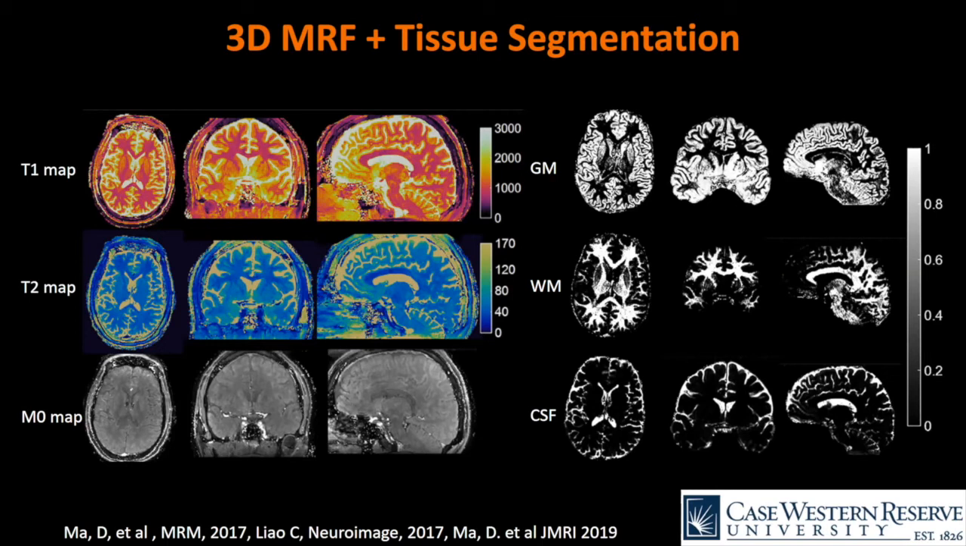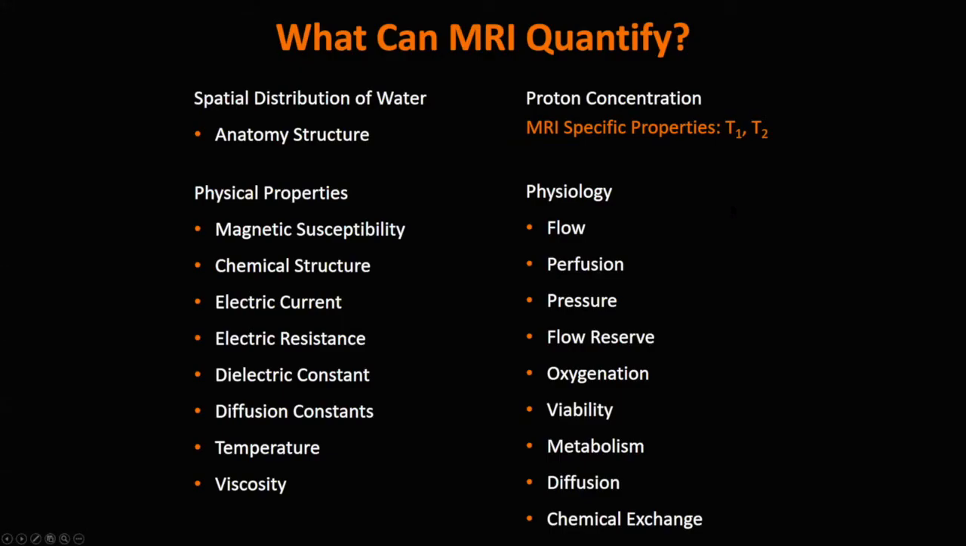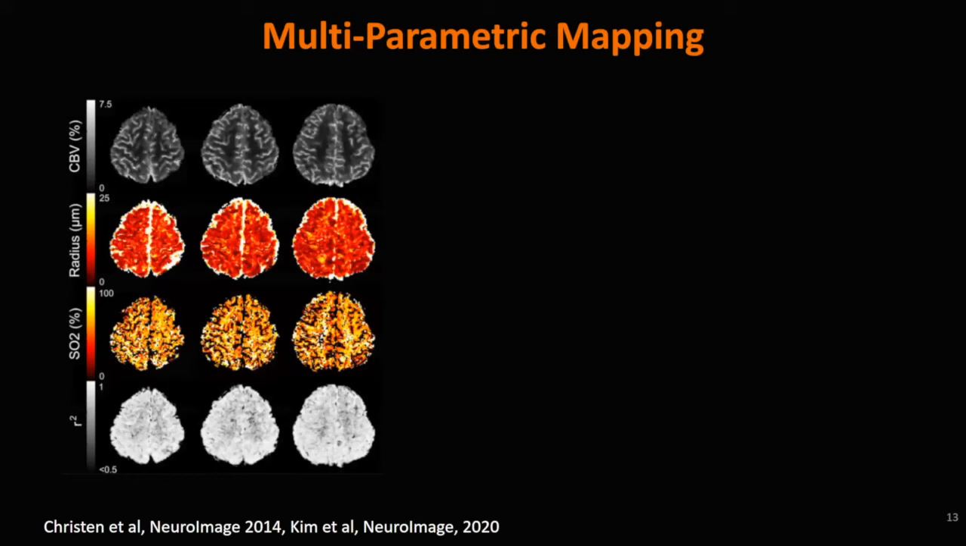The examples I provided are mostly T1, T2 maps. As I mentioned, MRI can quantify lots of other tissue properties as well. The benefit of the MR fingerprinting framework is that you can basically design your own MR fingerprinting recipe to quantify other tissue properties. Here are a few examples where other groups have developed multi-parametric mapping based on MR fingerprinting.